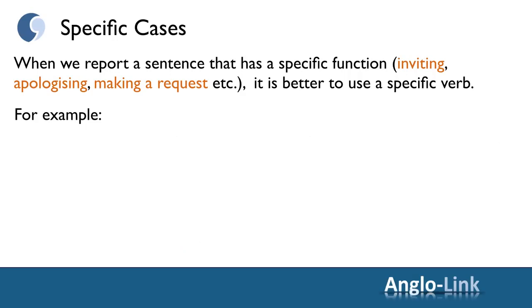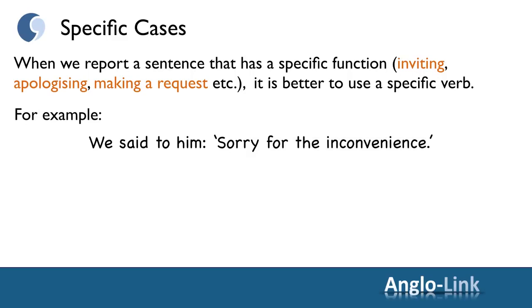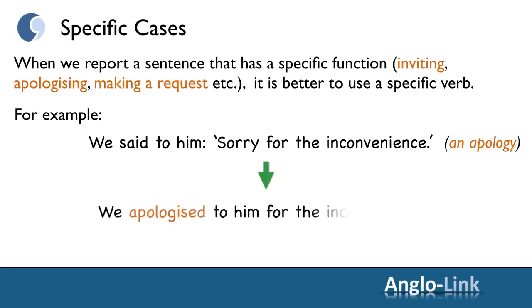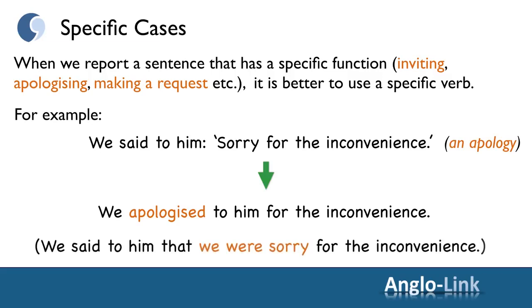And one final example. We said to him, "Sorry for the inconvenience." This is an apology. So, as you might guess, the appropriate verb to choose is apologize. We apologized to him for the inconvenience. Once again, you can report the sentence directly, but see how long it gets. We said to him that we were sorry for the inconvenience.